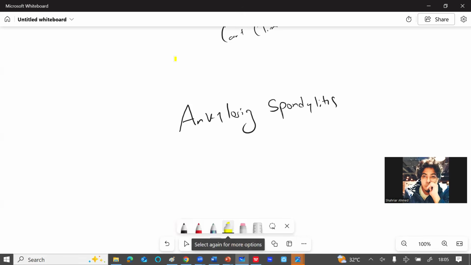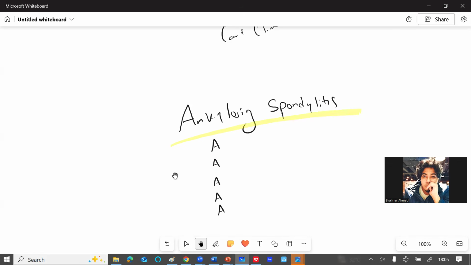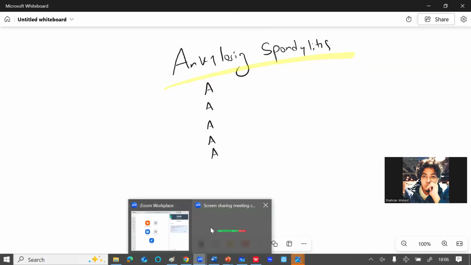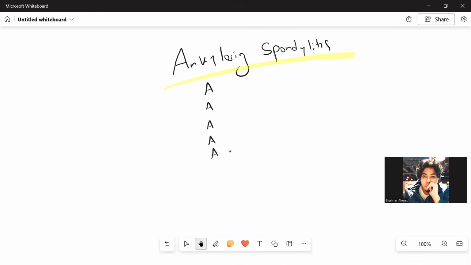Mnemonic for ankylosing spondylitis. There's a lot of A's I'm looking for. Let's see how many A's you can bring for me. Yeah, already A for ankylosing. Then, yeah, axial bamboo spine. Okay, no problem.